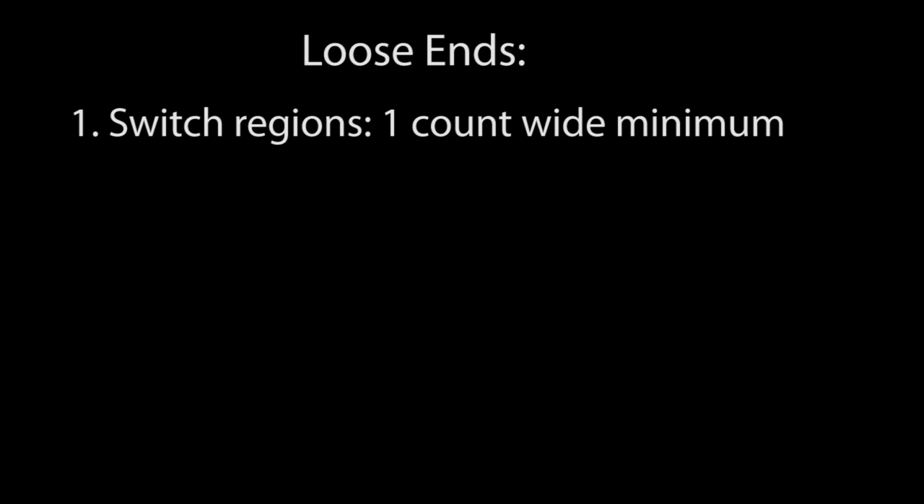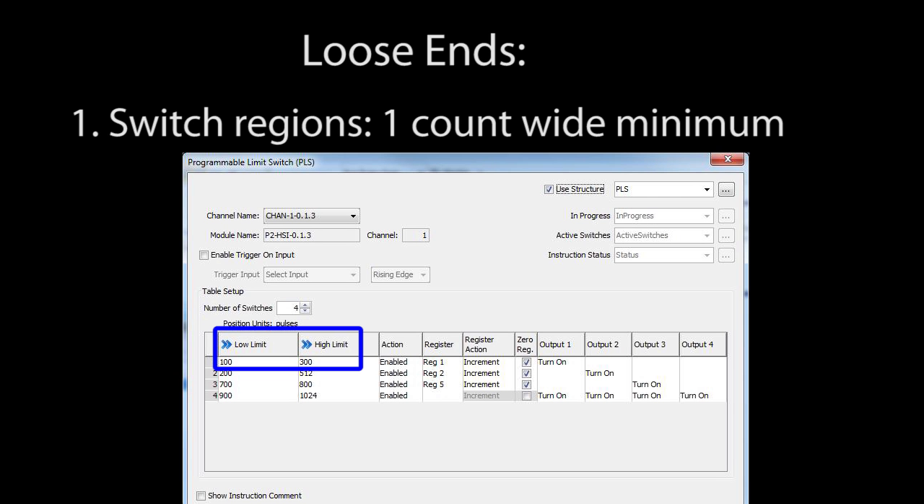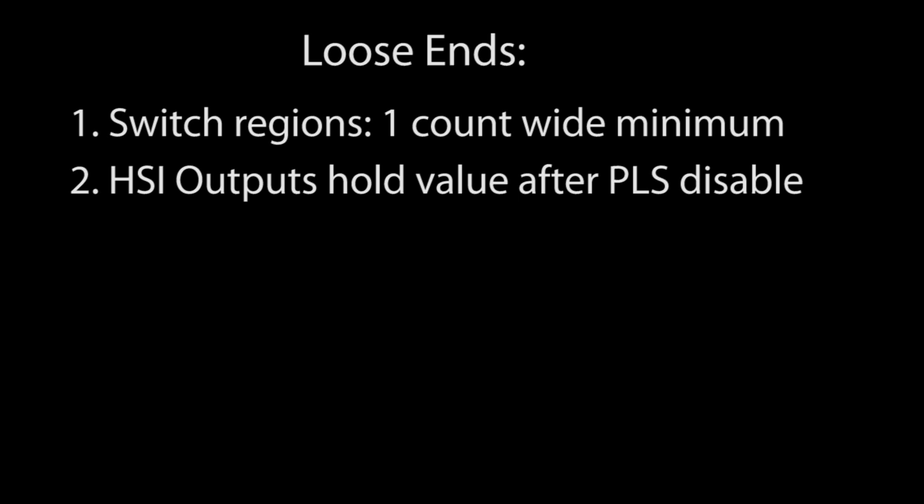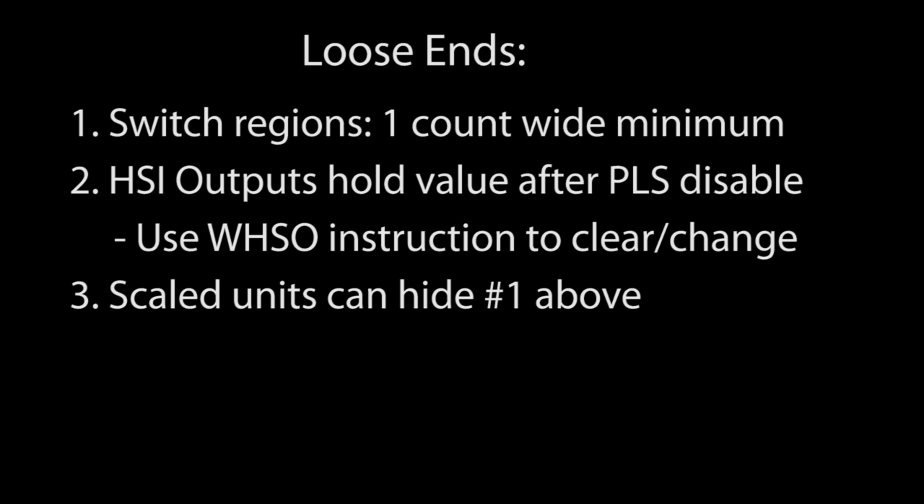Now there are a couple things to be aware of. There has to be at least a 1 count difference between the low and the high limit. These two numbers can't be the same. When the PLS instruction is disabled, the outputs hold their values. If you need to clear them, then use the write high-speed outputs instruction. Be careful when using scaled units. I love being able to convert pulses into units that I understand in the hardware configuration, but that could hide when the pulse counts between steps falls below 1, for example, so just be conscious of that.